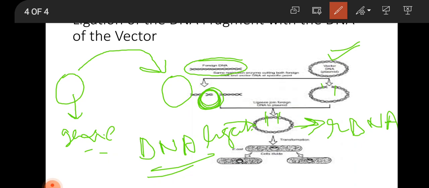So this was all about the isolation of DNA, amplification and ligation. In our next class, we will study culturing the transgenic cell, extraction, and the downstream processing.